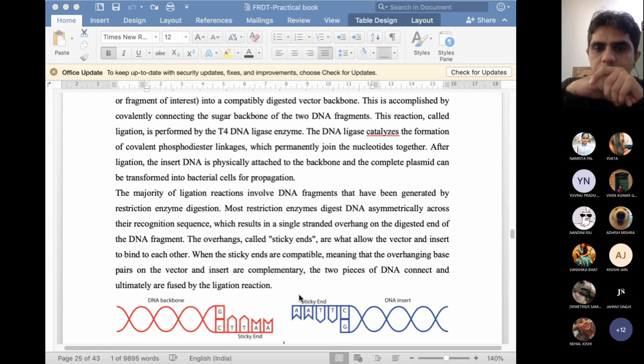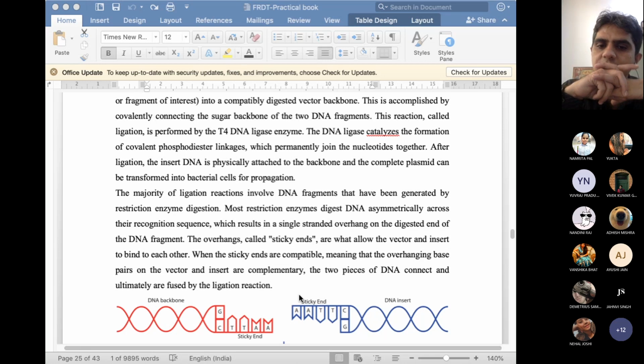So most restriction enzymes digest asymmetrically across the recognition sequence, which results in a single-stranded overhang on the digested end of the DNA fragment. The overhang is called a sticky end. This is what we have talked about when discussing enzymes. And what allows the vector and insert to bind each other when sticky ends are compatible is overhanging base pairing. Now the two pieces are very near to each other and they can be connected.